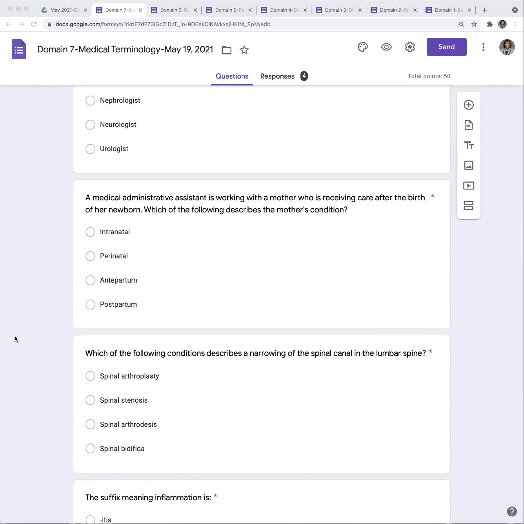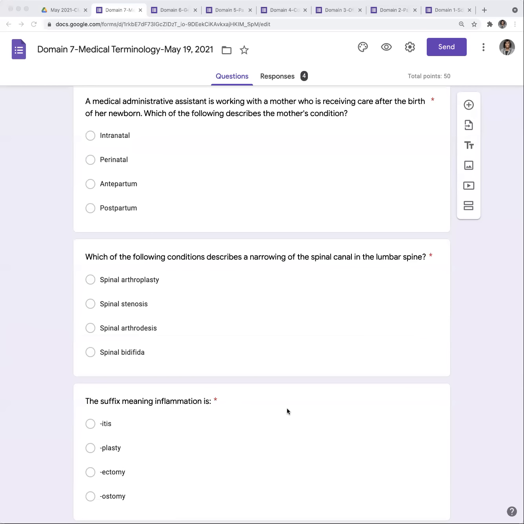MAA is working with a mother who is receiving care after birth of her newborn. Postpartum. Which of the following describes narrowing of the spinal cord? Spinal stenosis. Yes, stenosis means narrowing.